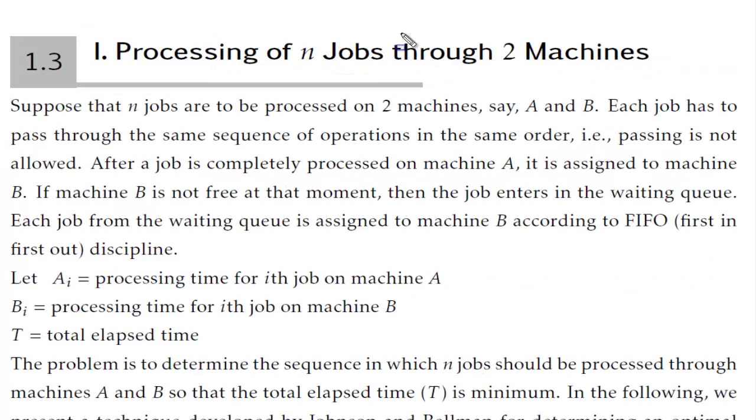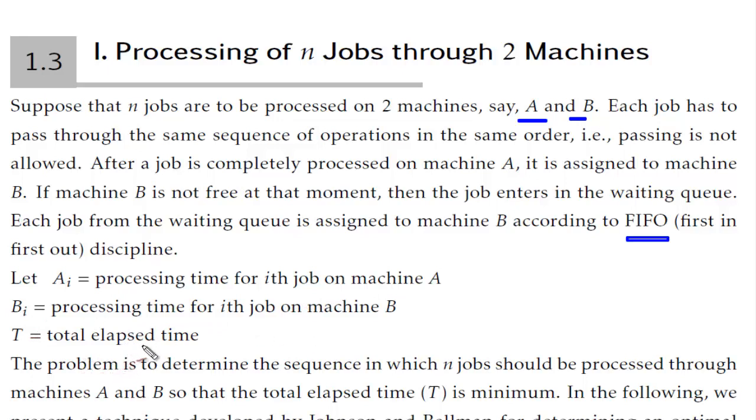Okay, so let us deal with the processing of n jobs through two machines. If we have n jobs, many jobs, and you want to pass them through the 2 machines, say A and B in some order, whatever the order you have. Okay, and you will do it in a first order manner, that the job which comes first will be given first, say in an order, first to A and then to B. So A of i is the processing time for the ith job on machine A, and B of i is the processing time for the ith job on machine B, and T is the total time.